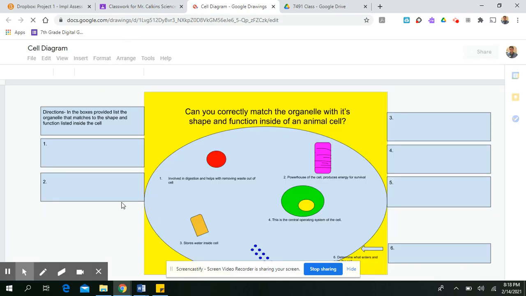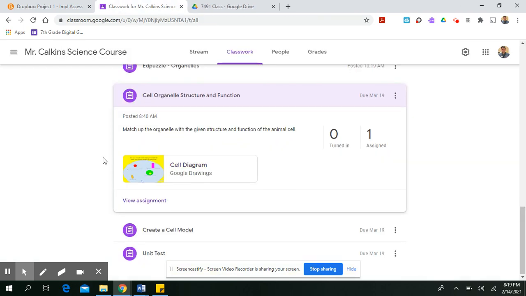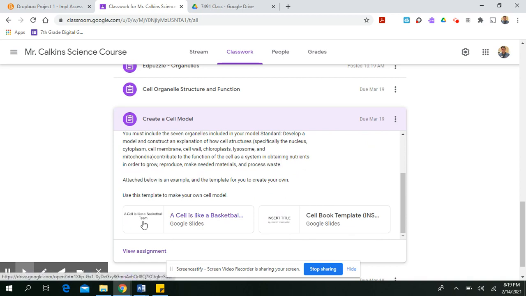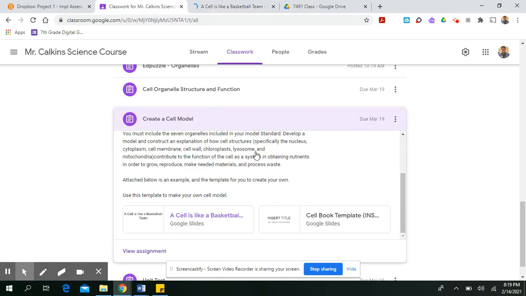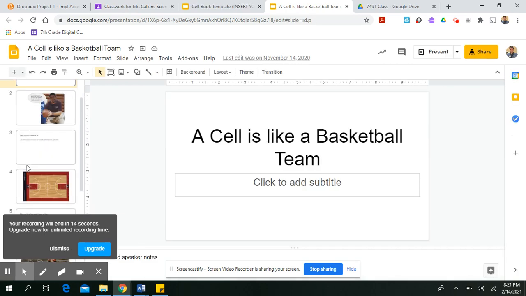All right, and this is their cell diagram. I give this to them, and then they have to tell me which organelle I'm describing and the shape that it represents on the outside. And then create a cell. This is the example. All right, so this is the example given.